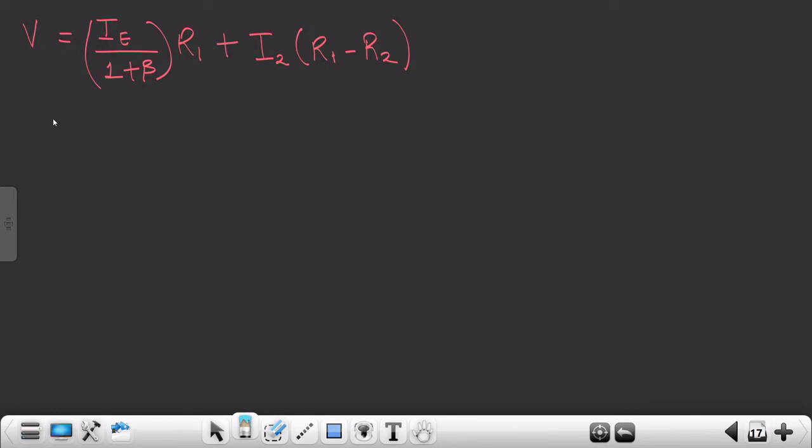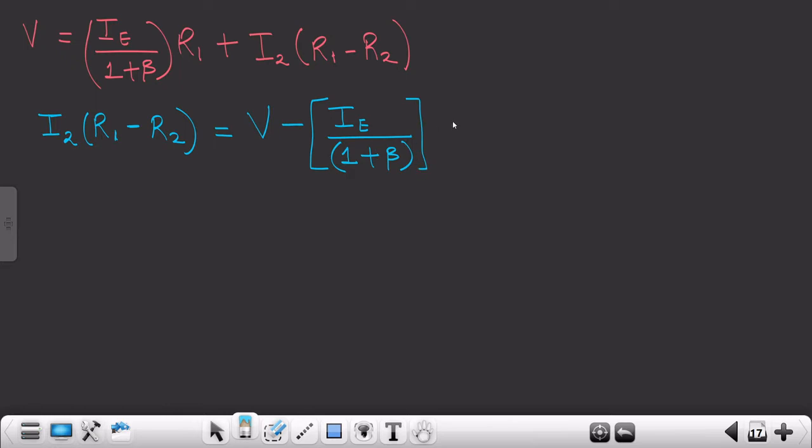So now what I am going to do over here is this. That means I2 into bracket R1 minus R2 is equivalent to what? Is equivalent to V minus IE divided by 1 plus beta, bracket complete. It is multiplied with R1. Okay, so this is the main equation, right?